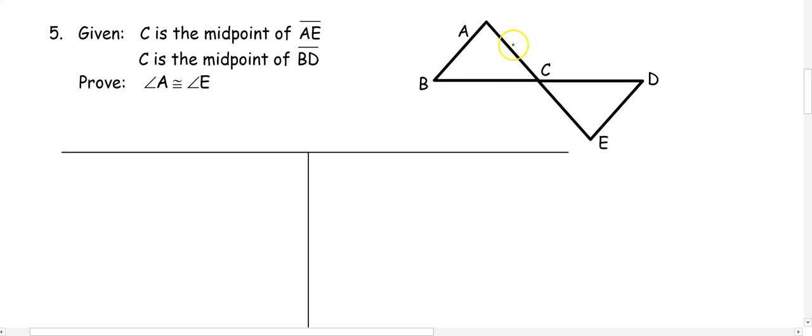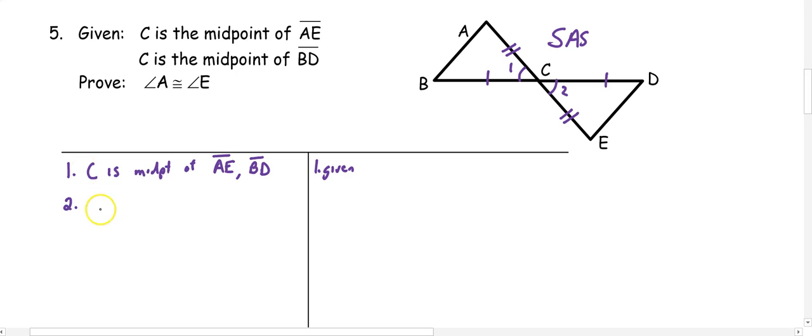So if C is the midpoint of AE, AE is bisected into two congruent parts. C is the midpoint of BD, so BD is also bisected into two congruent parts, and it's a bow tie problem, so we have vertical angles are congruent. So now we know that we're going to prove our triangle is congruent by side angle side, so we're going to start our proof. Remember, all proofs start with the given statement. So C is the midpoint of AE and BD, which is given.